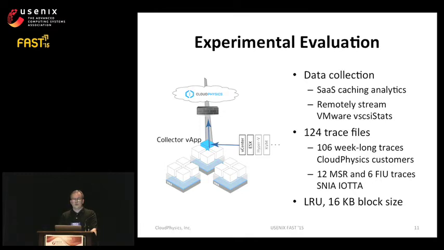106 of these are from VMware virtual disks in production customer environments. These include a mix of Windows and Linux VMs with virtual disk sizes ranging from about 8 gigabytes to 34 terabytes. We also include 18 traces from the public SNIA IOTTA repository, including Microsoft Enterprise Server traces that include blended IOs from multiple workloads. For our configuration, we used a simple LRU caching policy with a 16 kilobyte block size.